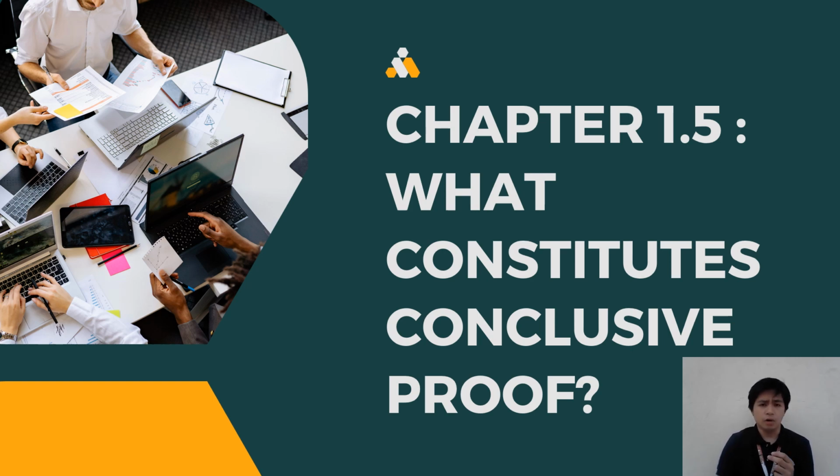I'm going to report about chapter 1.5, what constitutes conclusive proof. Conclusive proof is about convincing one that what you are thinking or doing is correct by giving conclusive evidence or outputs that can justify which is correct. It is also applied to generate findings that are practically useful in reaching conclusions or decision making.